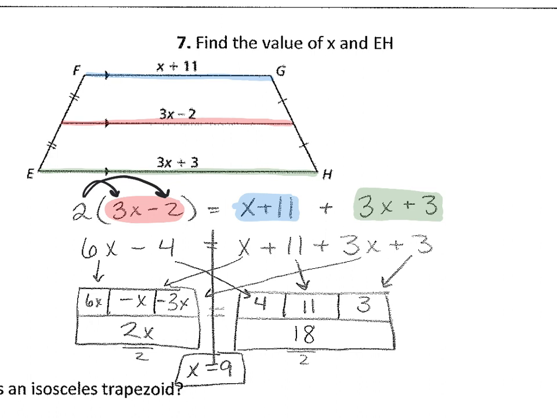EH. So now that we have the value of x, I'm going to take the expression listed on EH, and what should I do with the value x? Plug it in. So everywhere there was an x, I'm going to put parentheses 9 since we found the value of x to be 9. And we're going to actually evaluate. 3 times 9 is 27. And then 27 plus 3 is what? 30. Oh my gosh, 27 plus 3, y'all.